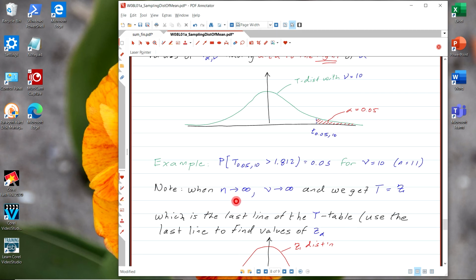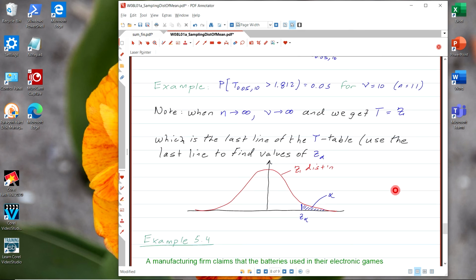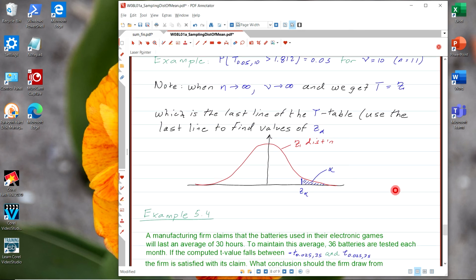Also, I noted the other day that when n goes to infinity, the number of degrees of freedom also goes to infinity, and t collapses to the z distribution. This is the last line of the t-table, and we can use that to find values of z sub alpha. So if you're looking for values on the horizontal axis of the standard normal z distribution with area to the right, remember it's area to the right, of alpha, you can use the last line of the t-table.